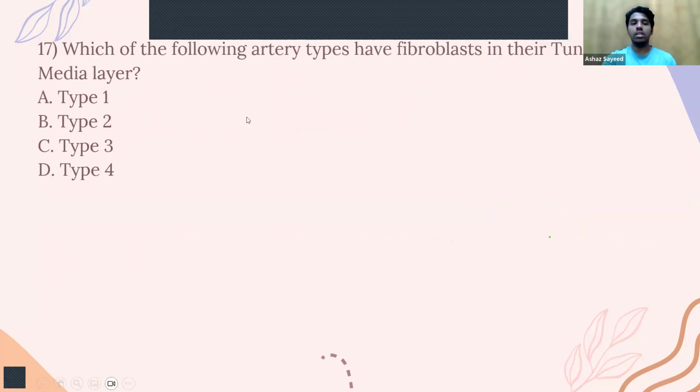Which of the following artery types have fibroblasts in the tunica media layer? You may or may not have noticed it, but you will remember it from here 100%. I told you guys how in the tunica media some have fibroblasts, some don't, but actually only one of these has fibroblasts in the tunica media. Only one. It's not type 1, it's not type 3, it's not type 4, it's type 2.